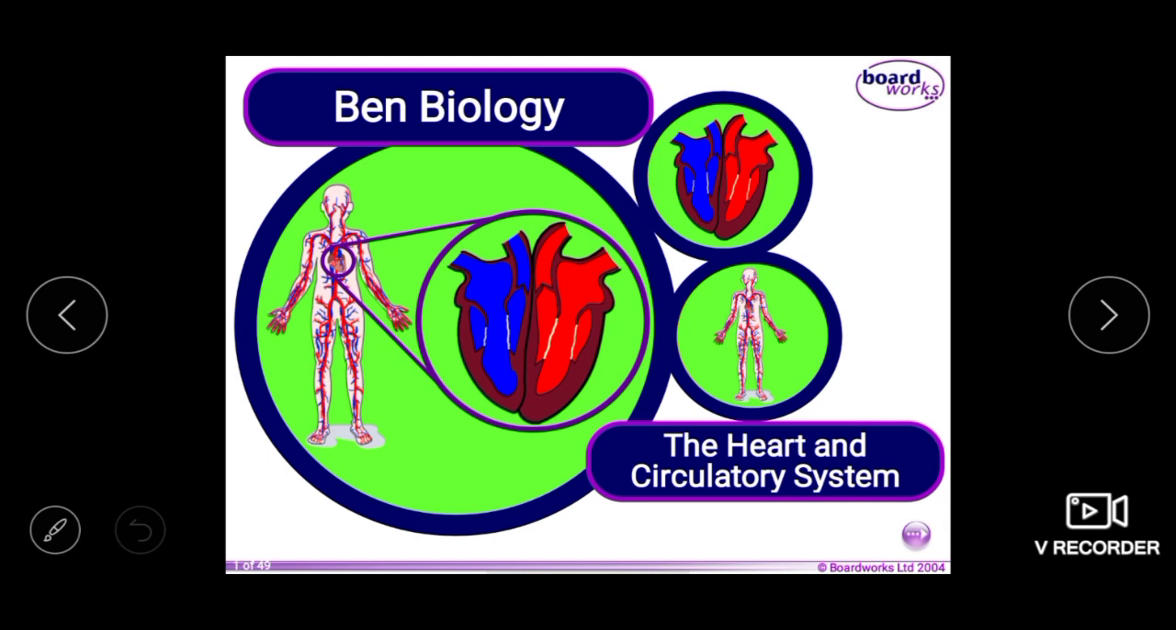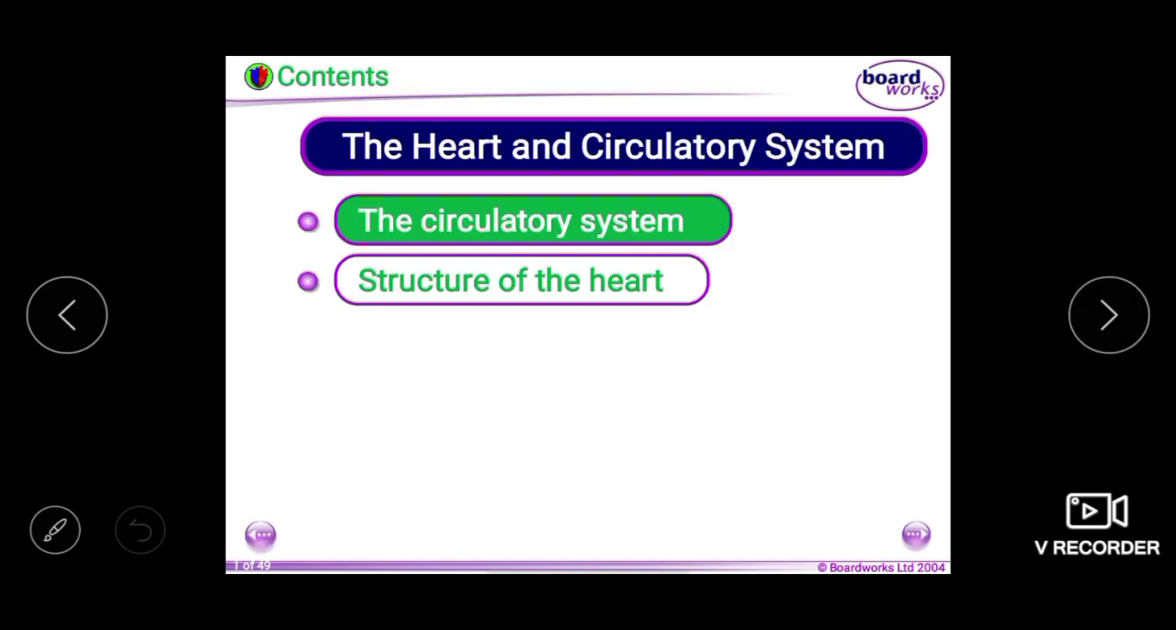We are going to talk about the heart and the circulatory system. We are much interested in the circulatory system, and that shall be the subtopic of today.